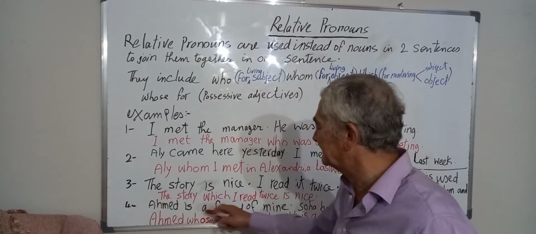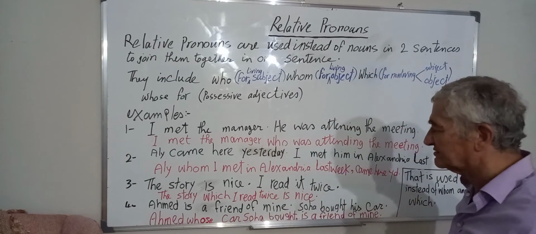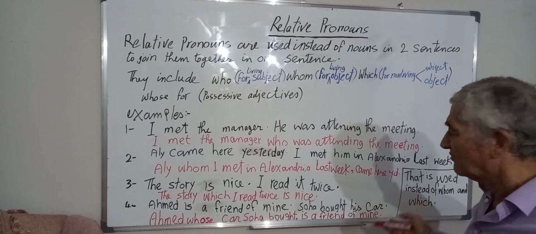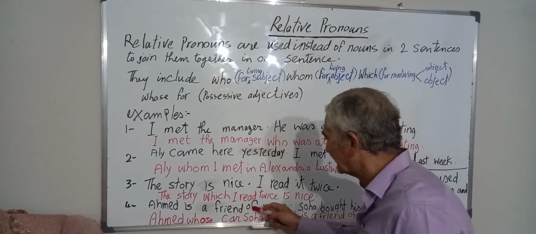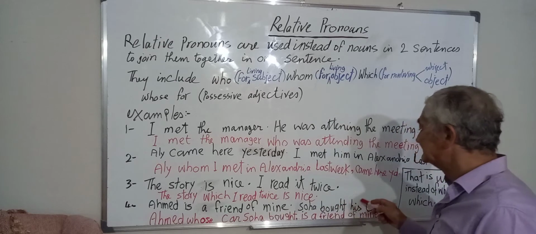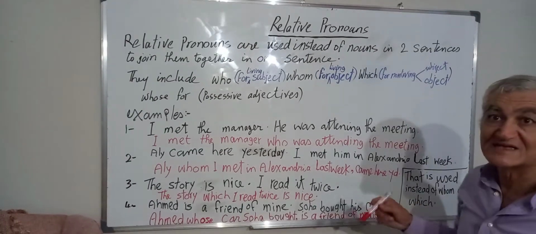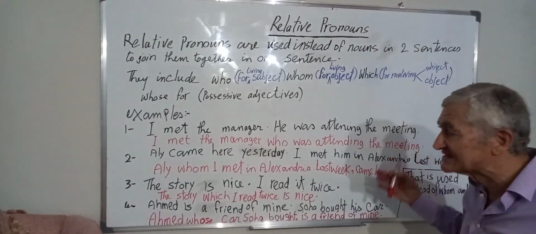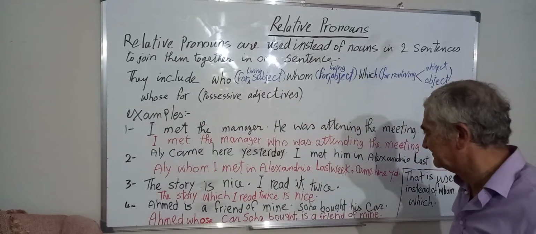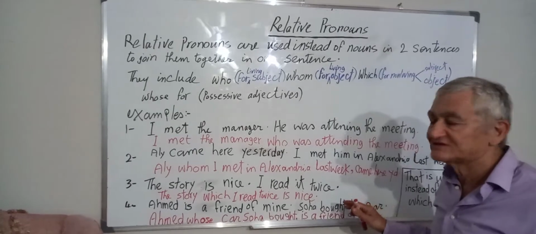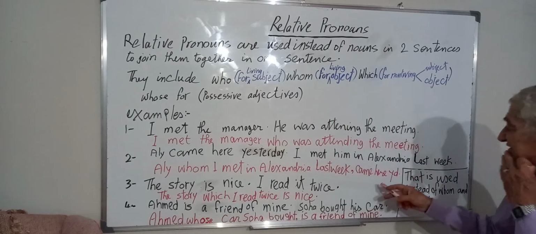Fourth example: Ahmed is a friend of mine. Soha bought his car. Okay? What is the repeated noun or pronoun? Soha bought his. So the repeated pronoun is a possessive adjective. For any possessive adjective, we use whose. Ahmed, whose, instead of his.